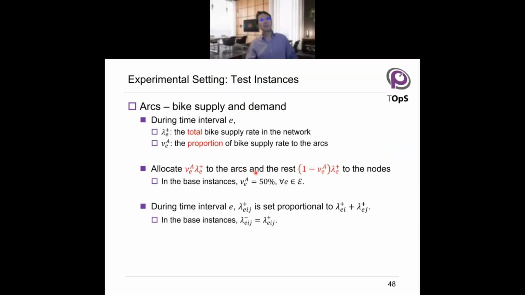And these are somehow the details of how we allocate. So from the data, we estimate the arrival rate of bikes on the node, and we use the proportion to allocate bikes between nodes and arcs. Then we can back calculate the arrival rate to the arcs. And once we decide the overall rate to the arc and to the node, we set the individual arc arrival rate proportional to the two ends. So arc ij lambda is proportional to the lambda at node i and the lambda at node j. We take the proportional setting. Okay.